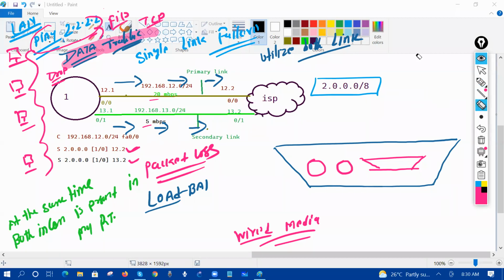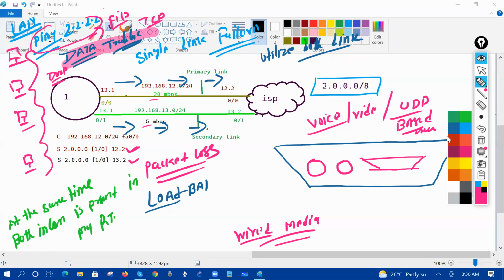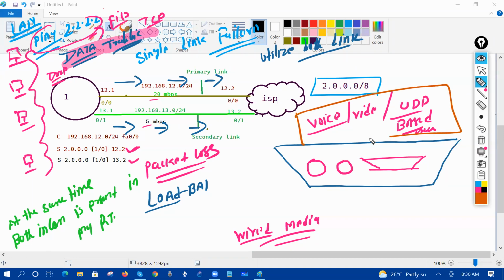But take an example: if the traffic is voice or video, UDP-based traffic. Now tell me, do we have reliability over there? In this case, load balancing is not a good solution. Load balancing is bad. In this case, what I want is for all my traffic to follow the 20 Mbps link, right? Not via the 5 Mbps.